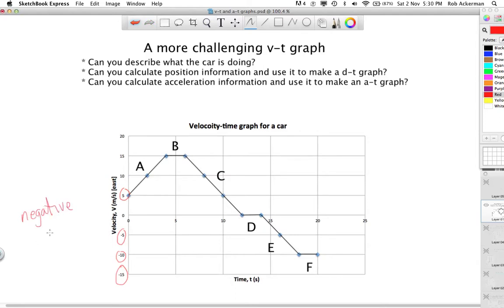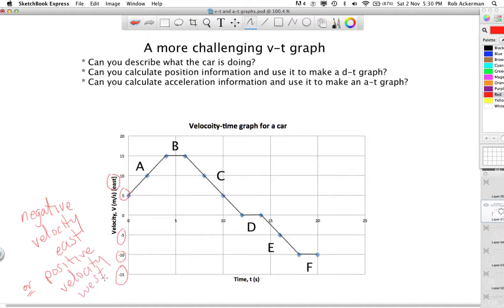velocity? Well, if you look at the graph, you'll see it's a negative velocity to the east. Think back in class. What do negative velocities east mean? They're the same as positive velocities to the west.